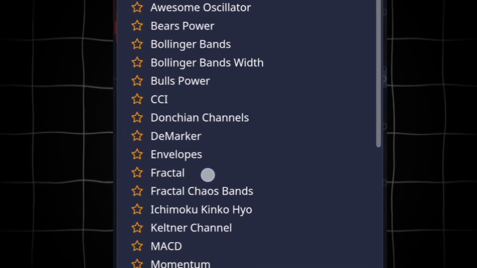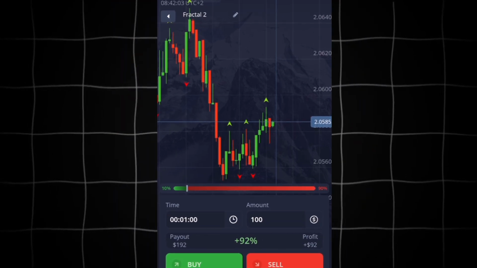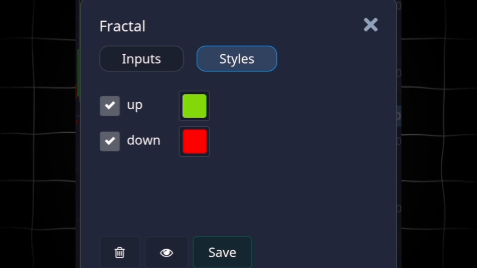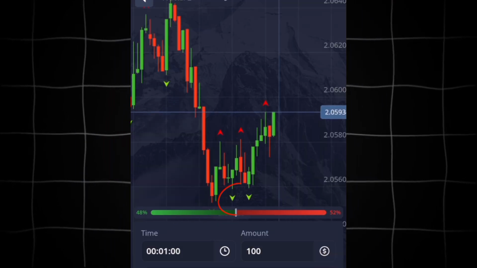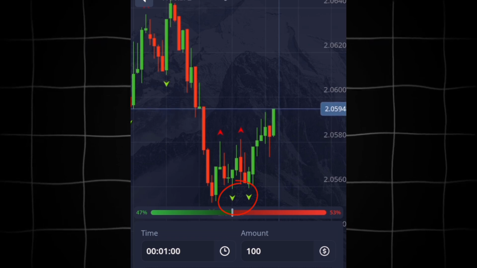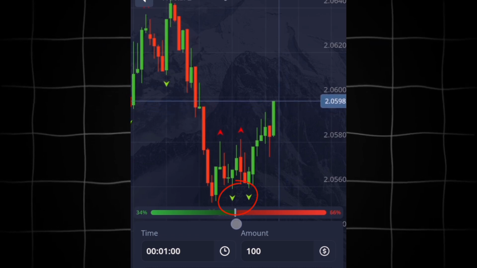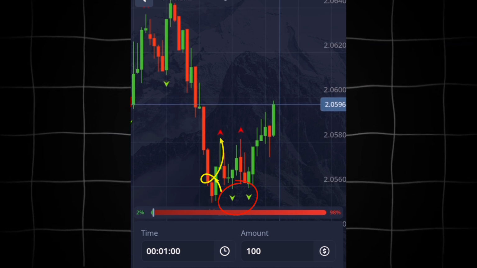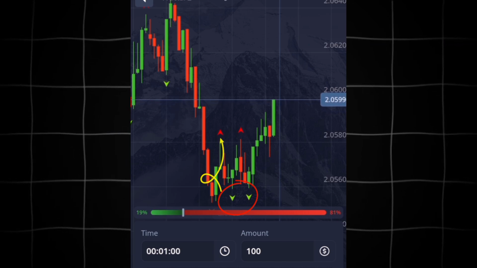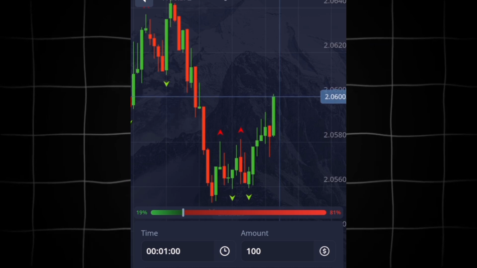Add the fractal index. Go to the indicator settings and make the up color red and down green. When a green arrow appears below the price, it indicates a bullish signal, and you can enter a buy trade. On the other hand, when a red arrow appears above the price, it indicates a bearish signal, and you can enter a sell trade. This is how the fractal indicator works.